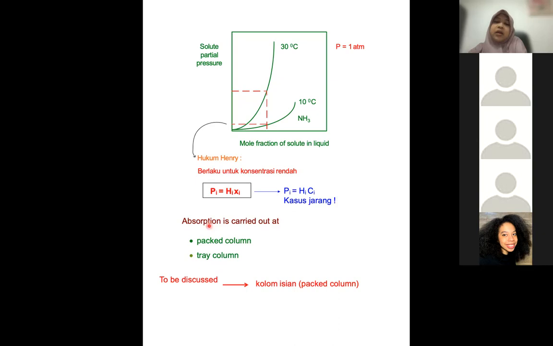As I said before, the absorption is carried out in tray column and also packed column, but for our learning purposes, we're going to use the packed column for the absorption. So what we're going to discuss now is the packed column. Up to here, I'm going to stop first, and if you have any questions about the concept of absorption, please. Any questions?